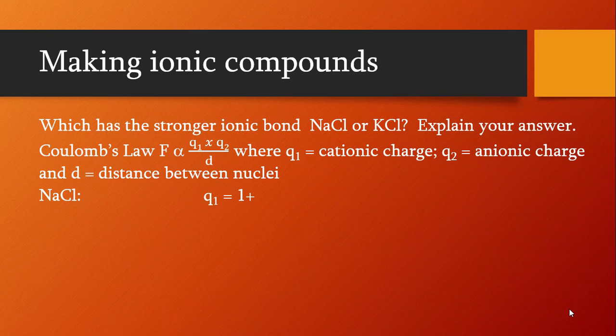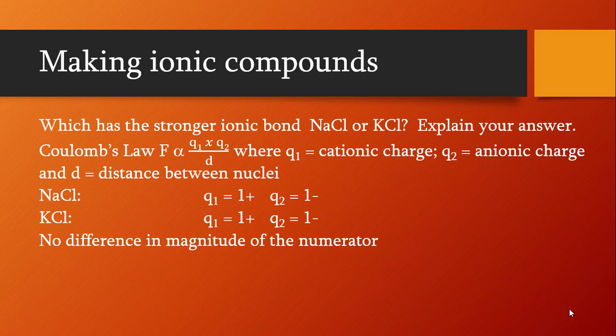So you take a look at sodium chloride. Sodium has a Q1 of 1 plus, chloride is 1 minus. Potassium chloride. Sodium and potassium are in the same group, so they have the same Q1. Chloride is chloride, so it has the same Q2. So note the numerator has no difference between the two. So there must be something to do with the distance between the nuclei.